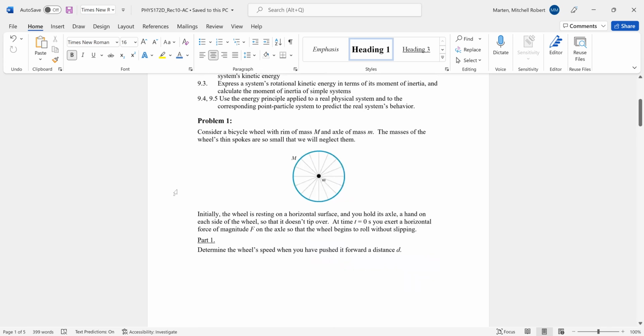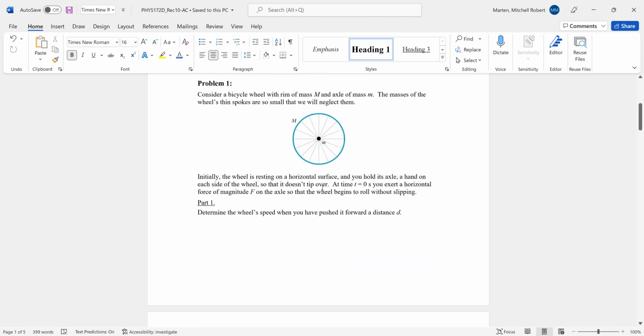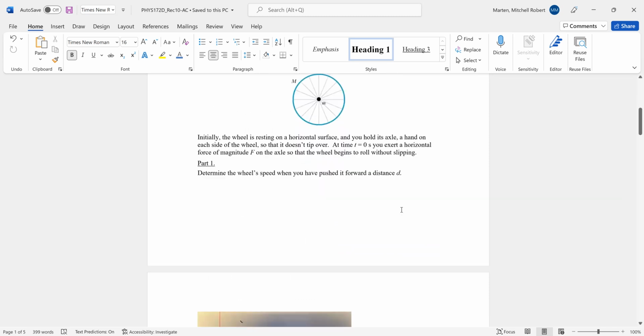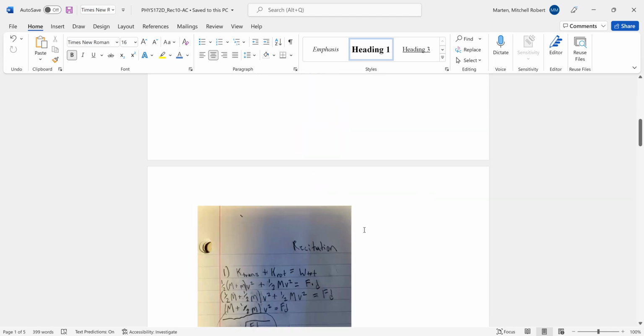So starting off, initially the wheel is resting on a horizontal surface. You hold the axle on each side so that it doesn't tip over. And at t equals 0, you exert a horizontal force of magnitude F on the axle so that the wheel begins to roll without slipping. So the first part asks, what is the wheel's speed when you have pushed it forward a distance d?